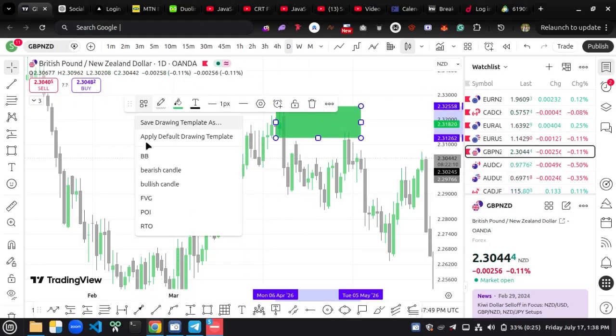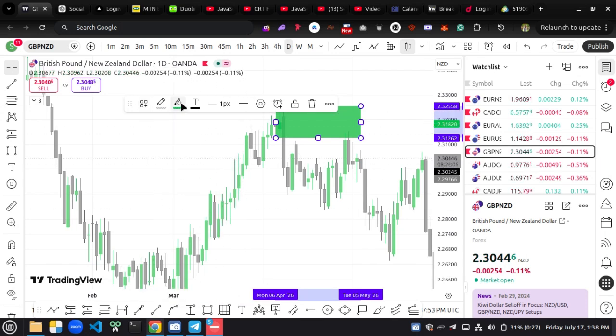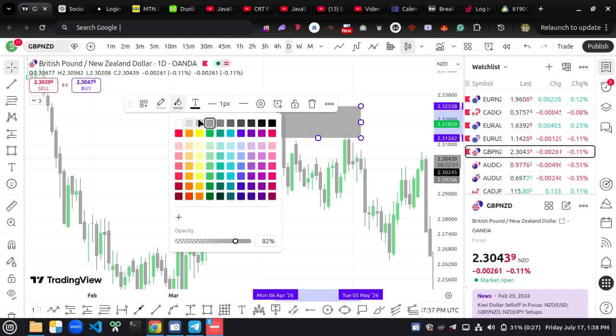Sometimes I need to know what's wrong with TradingView, or if it's my network. Oh my god, I have to go and configure this thing back.